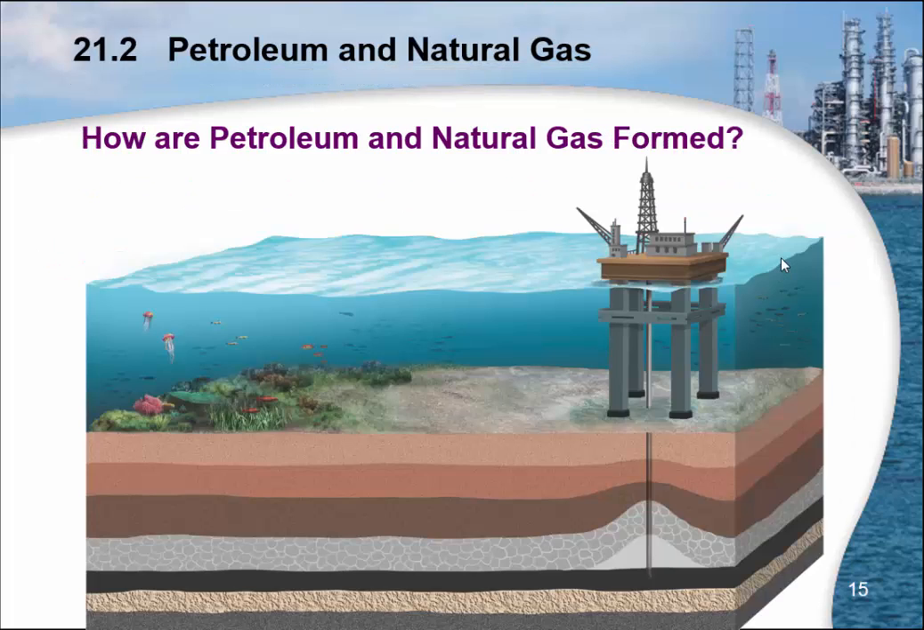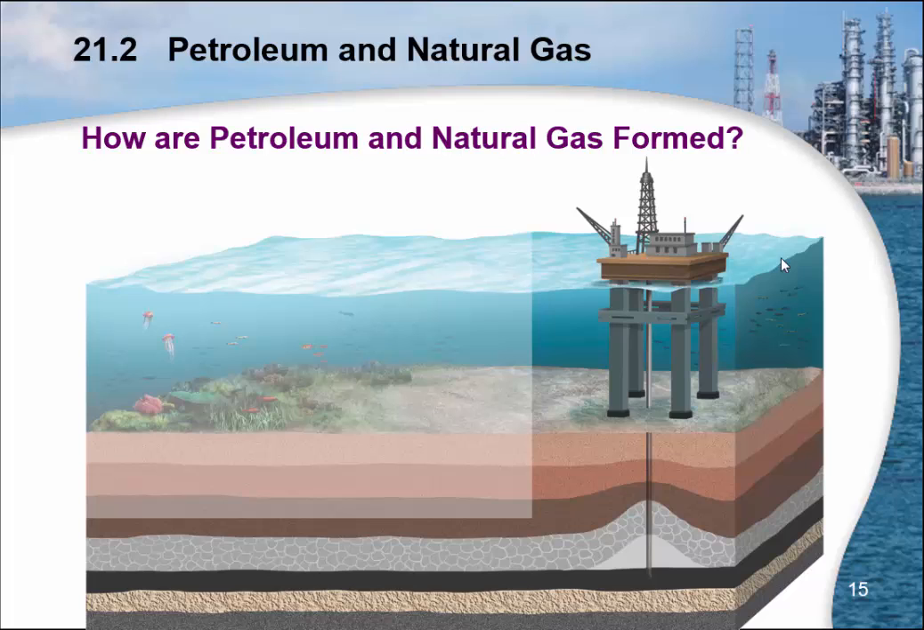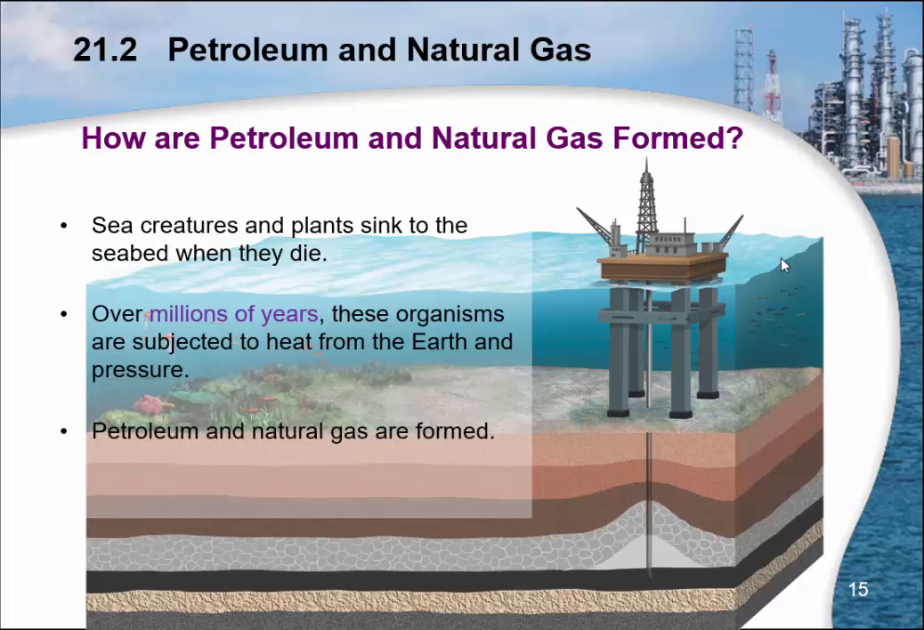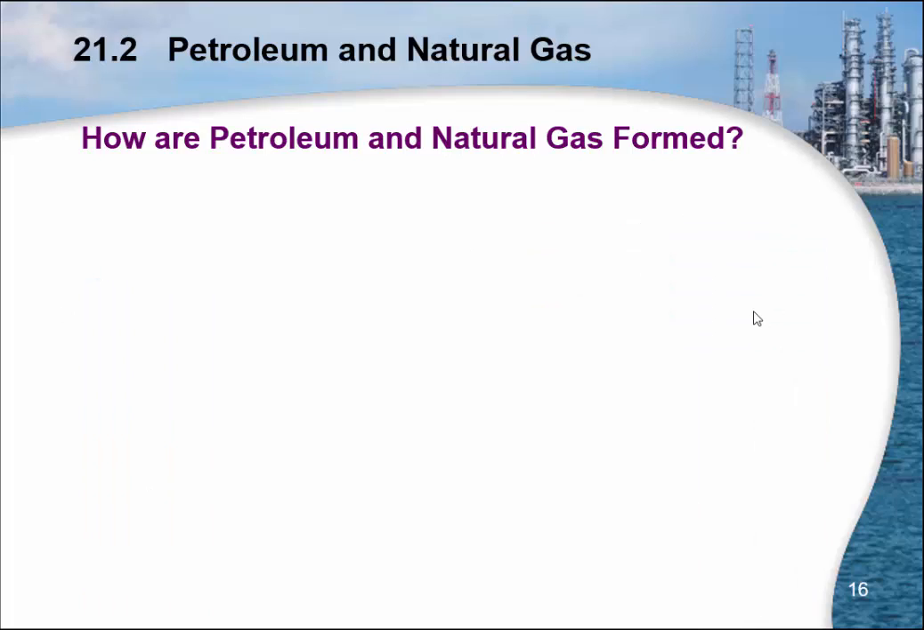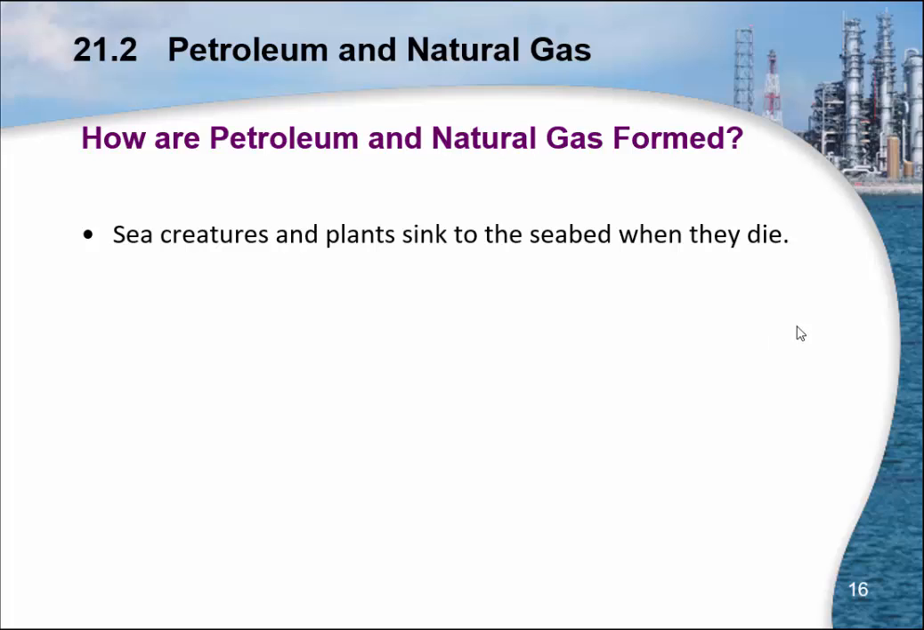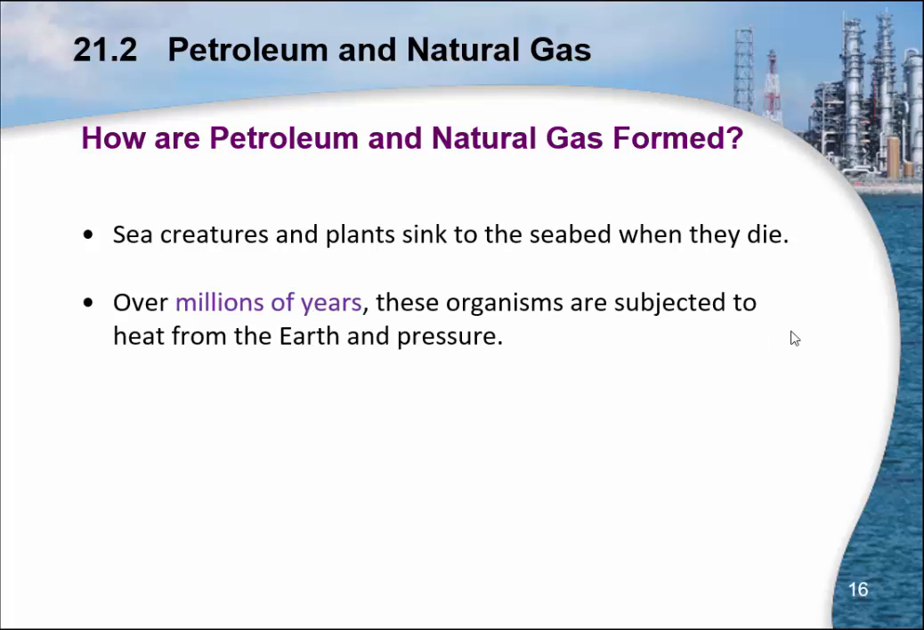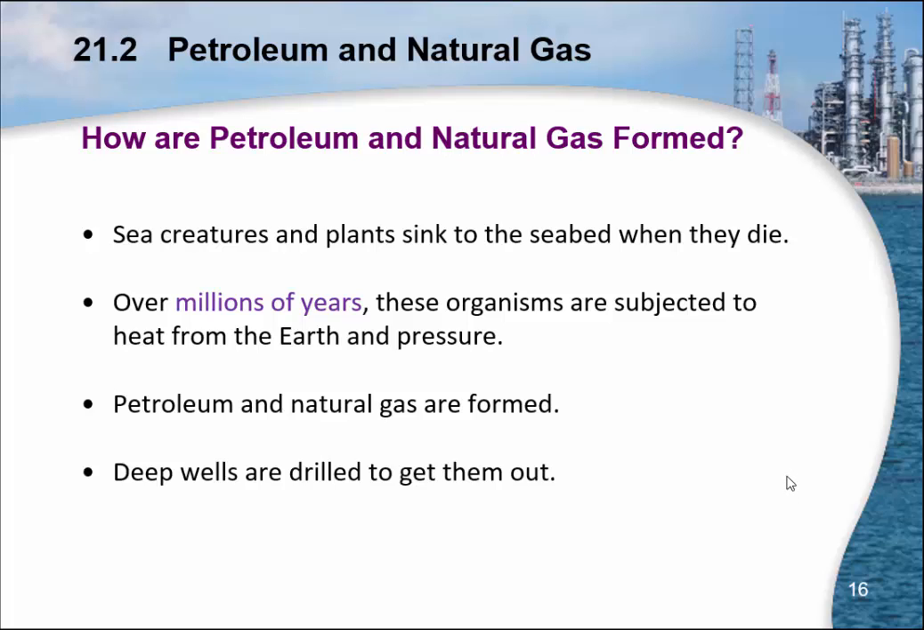How do petroleum and natural gas form? It's actually formed from millions of years of chemical reaction. So let's look at this. Sea creatures and plants sink to the seabed when they die. That was millions of years ago. Over millions of years, these organisms are subjected to heat from the earth and pressure. Petroleum and natural gas are formed, and deep wells are drilled to get them out.